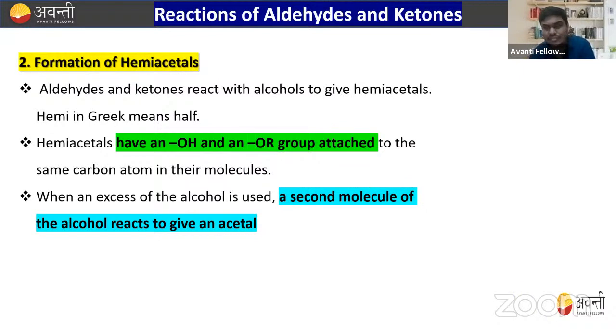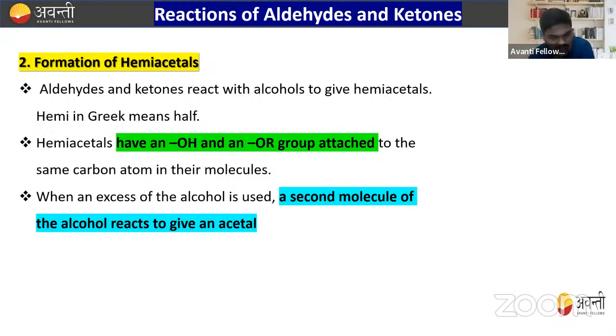Now the next is the formation of hemiacetal. This is also very important. Aldehydes and ketones react with alcohol to give a hemiacetal. Hemi in Greek means half, so hemiacetal means half acetal. A hemiacetal has an OH and an OR group attached to the same carbon atom in the molecule.